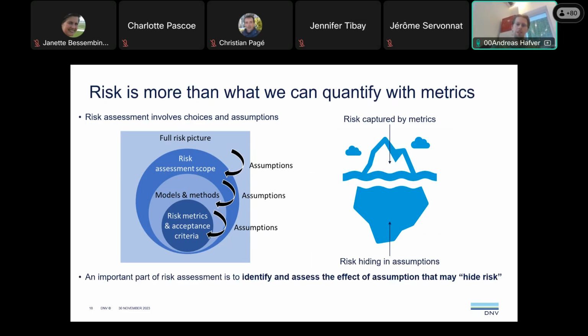An important part of the risk assessment is to identify the assumptions that may hide risk. So it's sort of the risk that you can see that is captured by the metrics, but then there's also the hidden part that you don't see. And often a major part of the risk could be in that hidden part. And that's very important to be aware of. The challenge is that many assumptions are tacit and not explicit. It's difficult to actually know that you made assumptions.